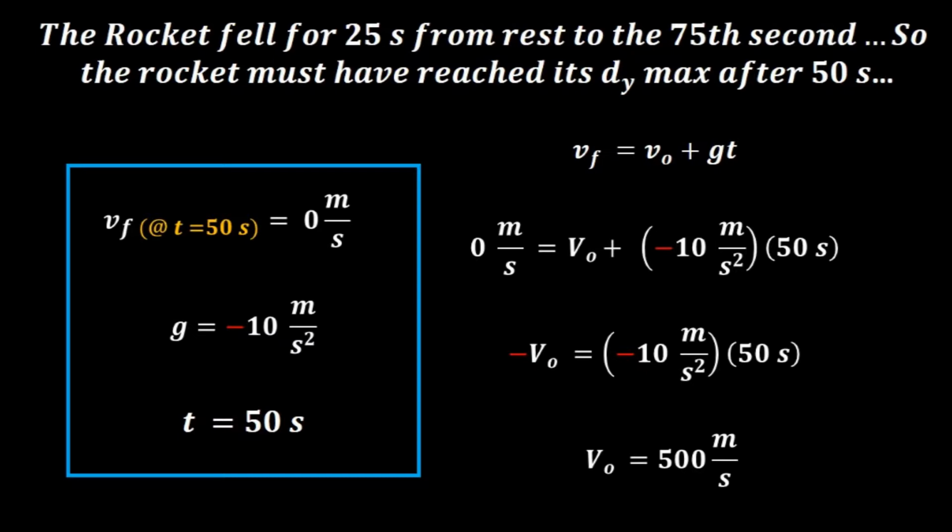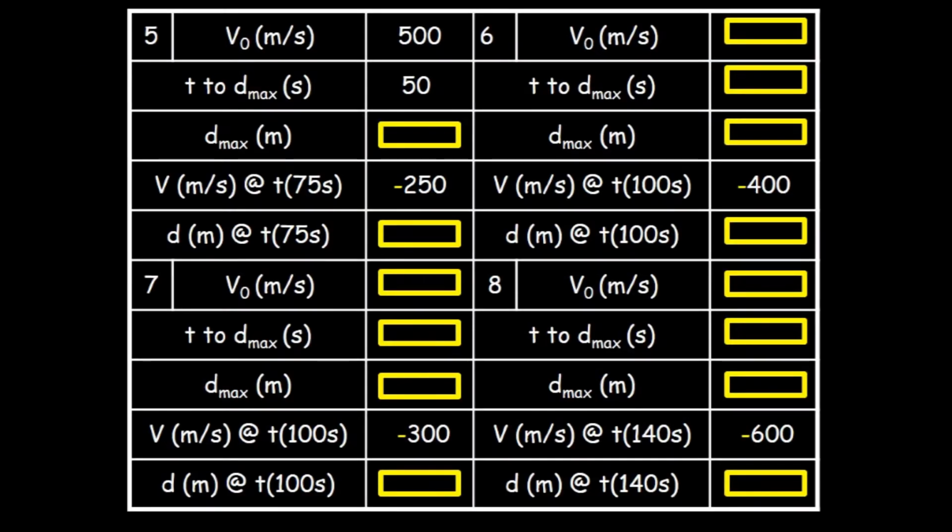Correct? So now, what's next? We want to know the Dmax, right? The actual height, correct? So the actual height will be V naught, which is 500 meters per second, T will be 50 seconds, plus 1/2 the negative 10, so that's negative 5 times 50 squared, correct? So what is that, quickly? Anybody have that down? Try to do it.